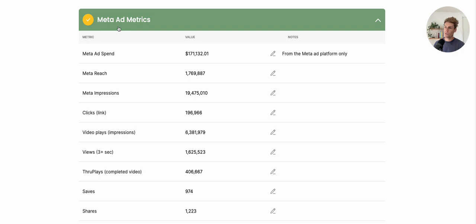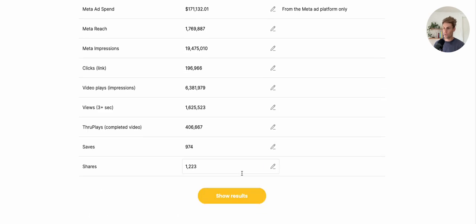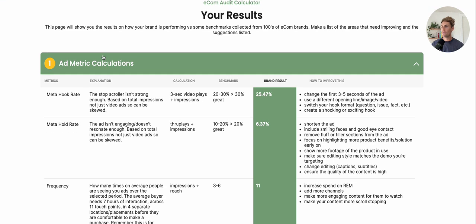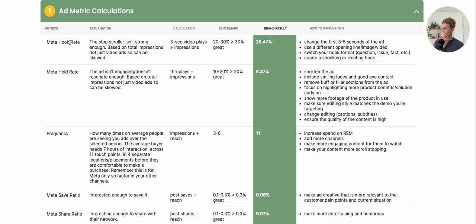And then we also take some information to get your Meta metrics only, because we're going to take a look to see how strong your ads are and areas of improvement. So once you fill all that out, you can hit show results, and it's going to pop up all of the results here. So all your ad metrics and everything here. Some of the important metrics here are going to be hook rates, hold rates, and frequency.